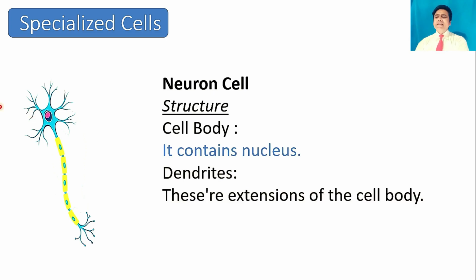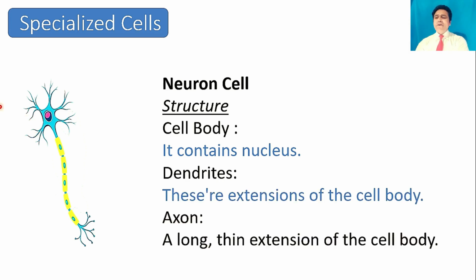Dendrites. These are dendrites, extensions of the cell body. Axon: a long, thin extension of the cell body. This is the long, thin extension of the cell body, and it is called the axon.